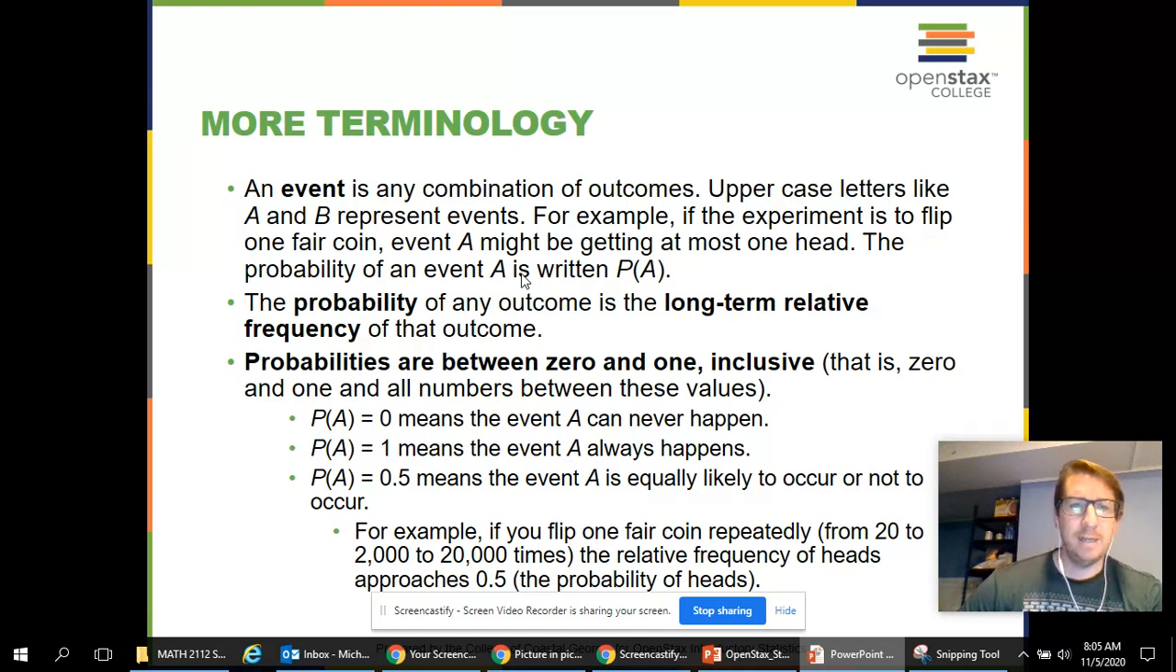Probabilities, as we've talked about in Algebra 2, are between 0 and 1, including the ends. A probability of 0 means something's never going to happen. A probability of 1 means it always happens. Then everything in the middle is where we're going to be working. So 0.5 would be a 50% chance.